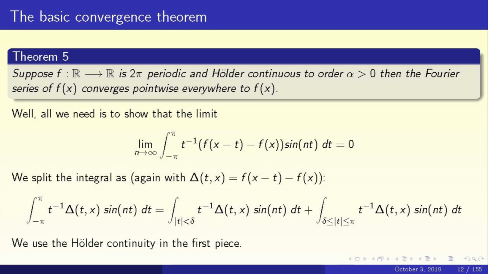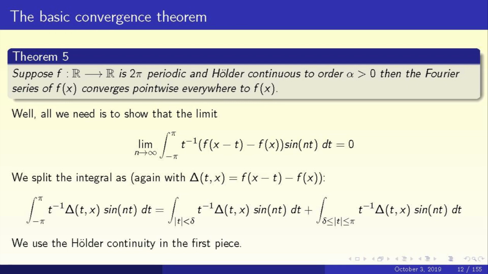Suppose f from R to R is 2 pi periodic and Holder continuous to order alpha, then the Fourier series of f of x converges pointwise everywhere to f of x. The Fourier series gives you back the function f of x that you started out with. So all we need to show, remember, is that limit as n tends to infinity, integral minus pi to pi, 1 upon t, bracket f of x minus t minus f of x, sine of nt dt is 0.